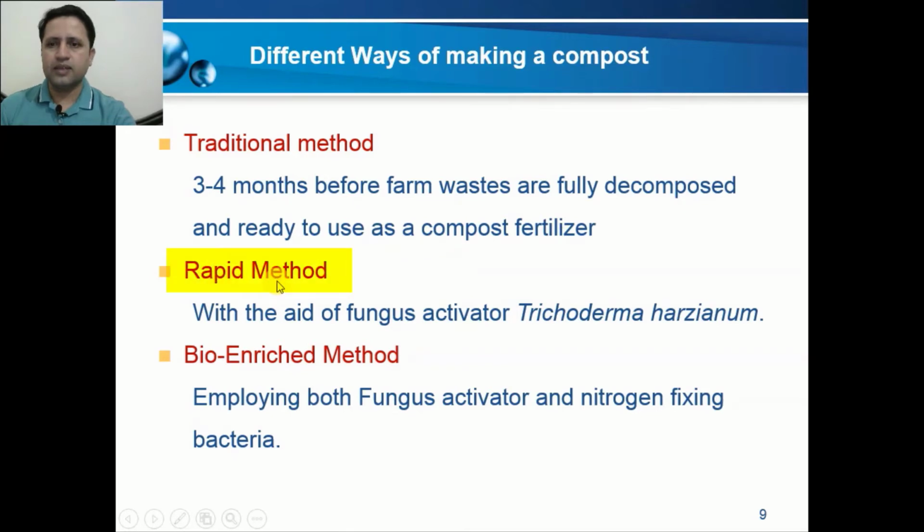And the second method is the rapid method, in which, with the aid of a fungus activator, Trichoderma or Xenom is added. And the third method is the bio-enriched method. In this method, both fungus activator and nitrogen fixing bacteria are added to enrich and to stimulate the biocomposting process. So these are the three methods in which we can make compost. There are many other methods also, but we have just selected three: traditional method, rapid method, and bio-enriched method.